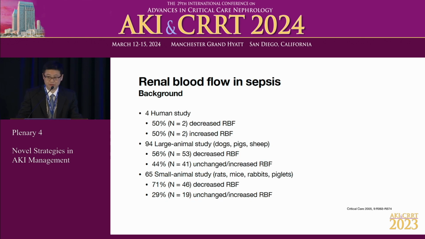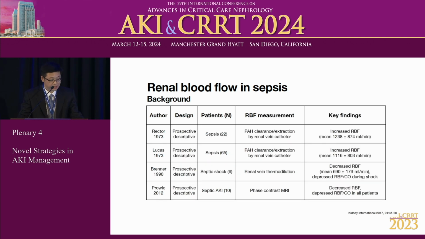In terms of renal blood flow, this is not quite as homogeneous as the MAP studies. For renal blood flow, more than 150 large and small animal studies show conflicting results. Some studies show an increase of renal blood flow, but some show a decrease. For human studies, we have 4 major studies that looked at renal blood flow and show the same conflicting results: 2 studies show a decrease, 2 studies show an increase.